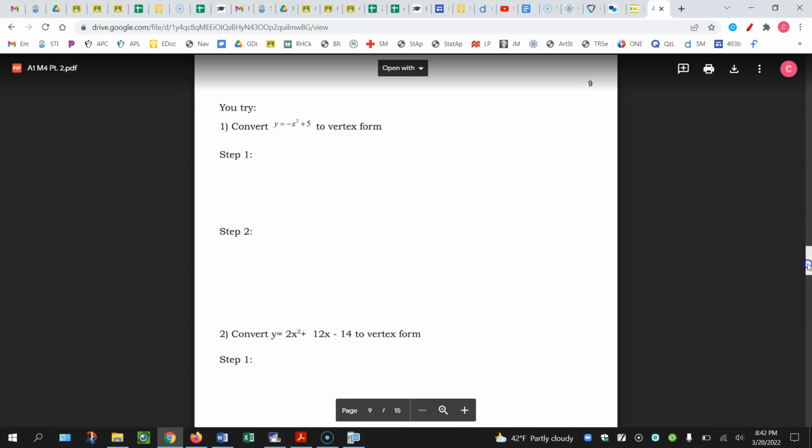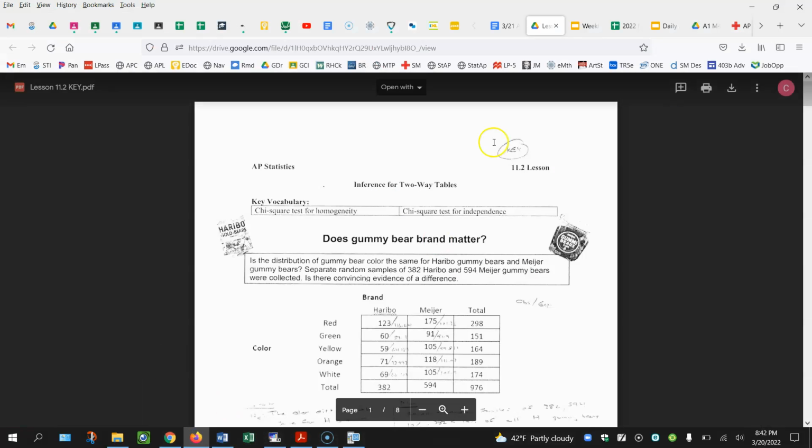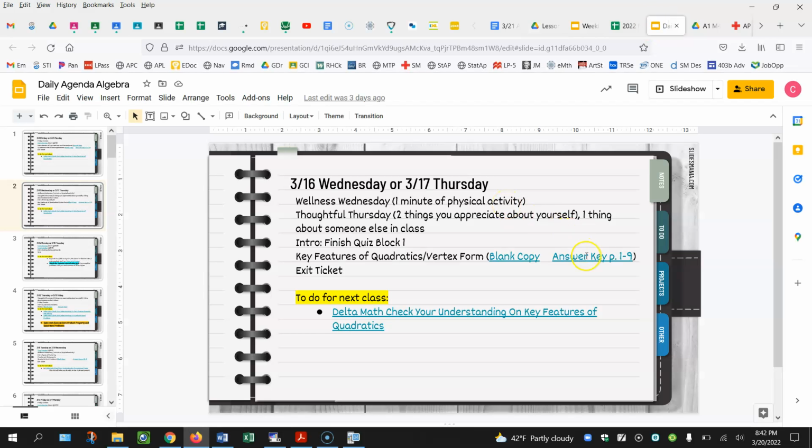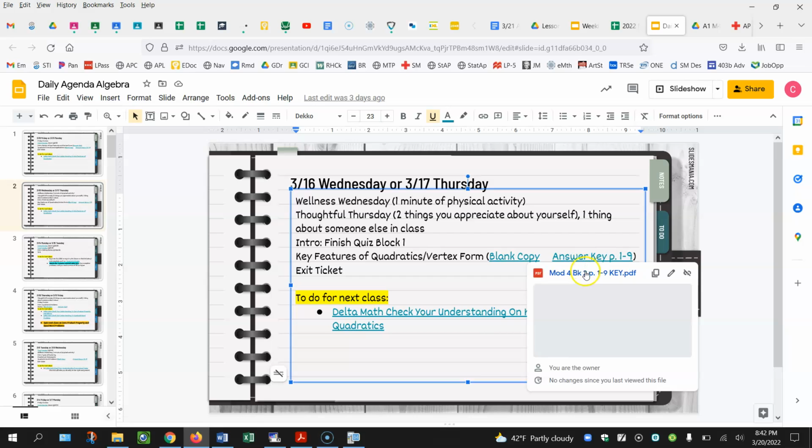Why don't you pause the video now and go ahead and work through page 9 on your own, and then come back when you're good, and I will put up the solutions. So on page 9, give me a minute to get this to load.